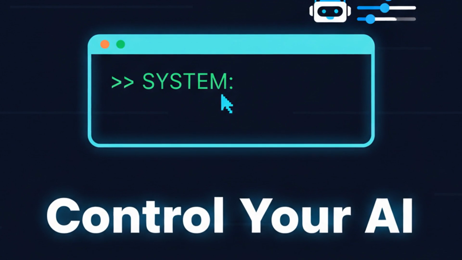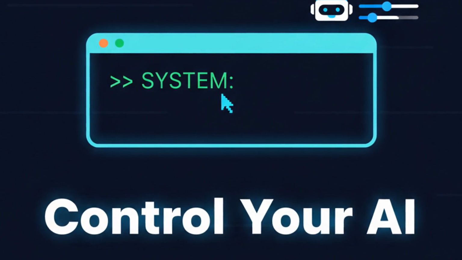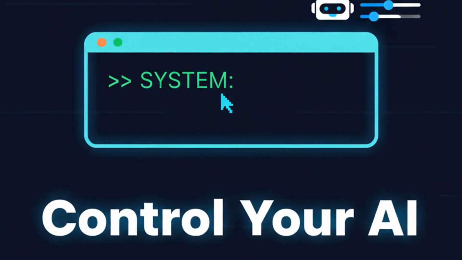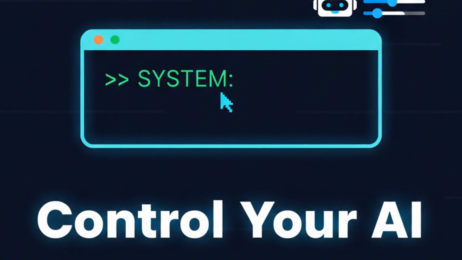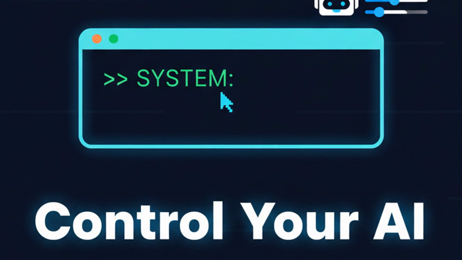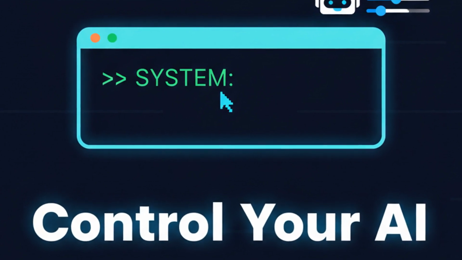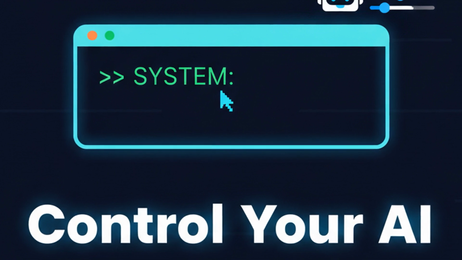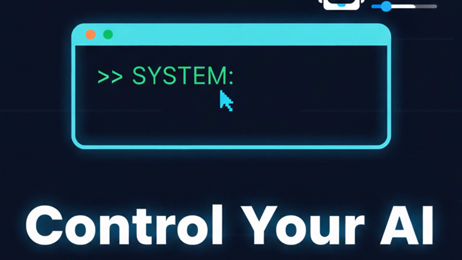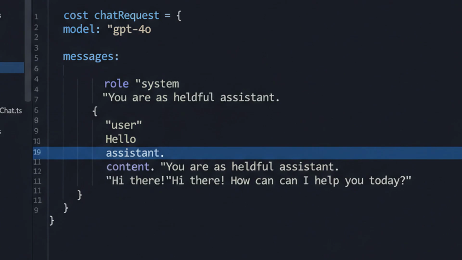Most developers treat system prompts as an afterthought. A quick sentence like, "You are a helpful assistant." And then they wonder why their AI hallucinates, goes off brand, or ignores basic constraints. Today, you'll learn how to write system prompts that actually work. Let's start with the basics.